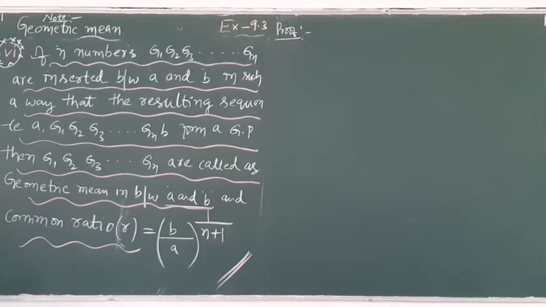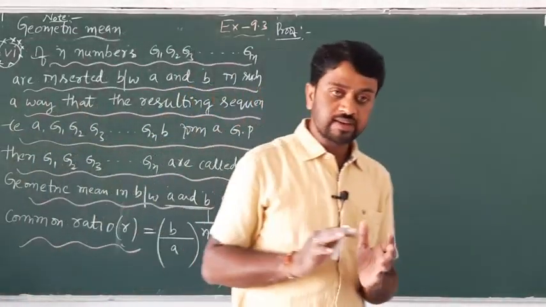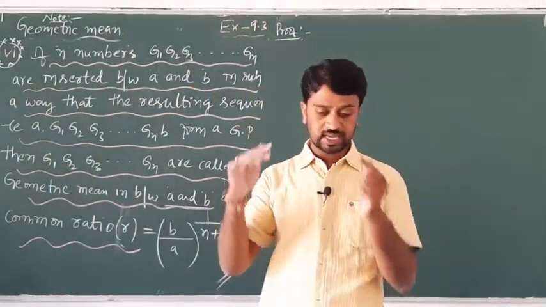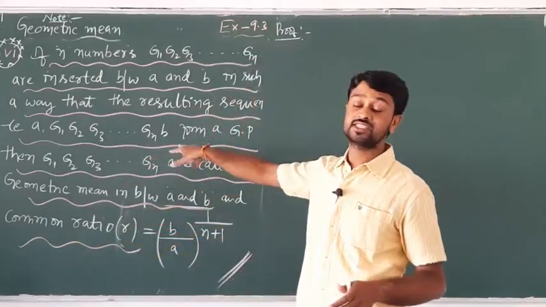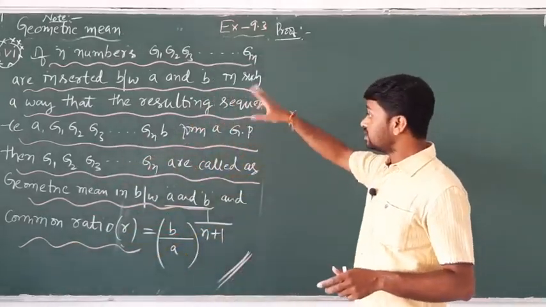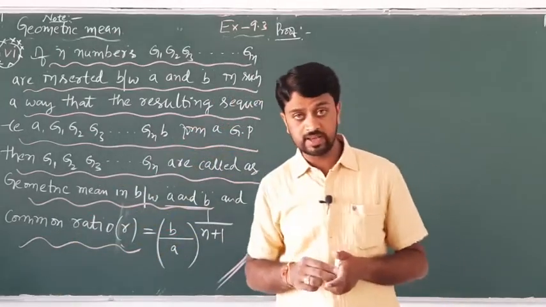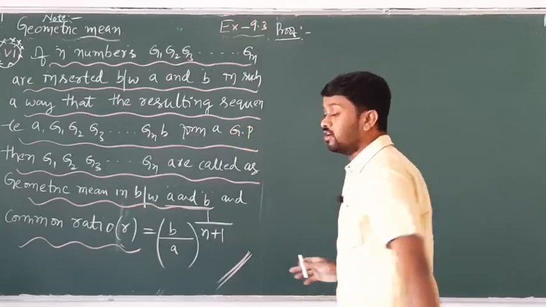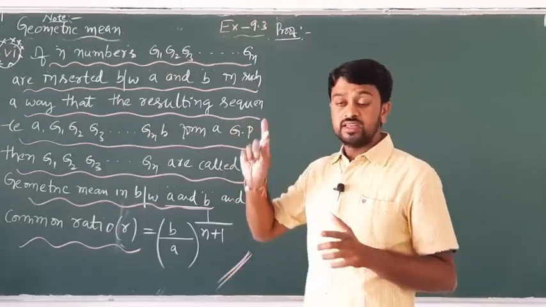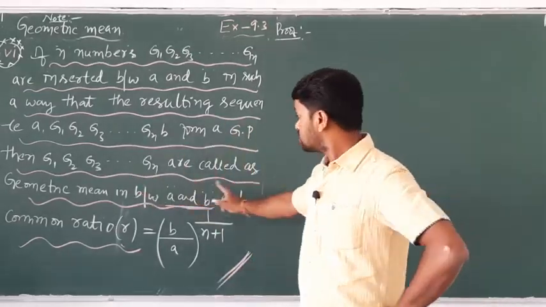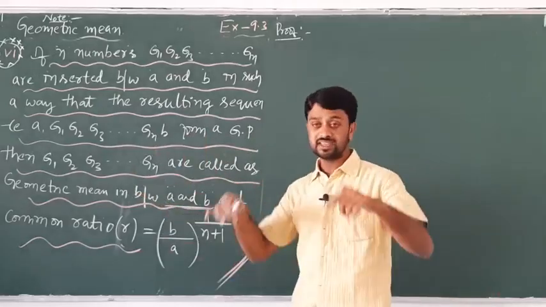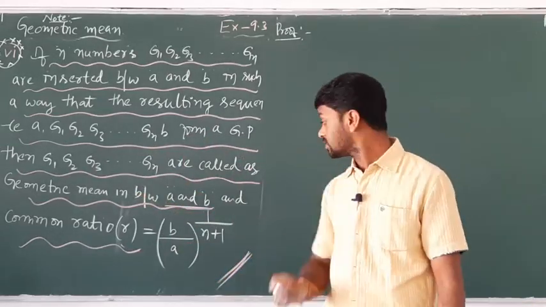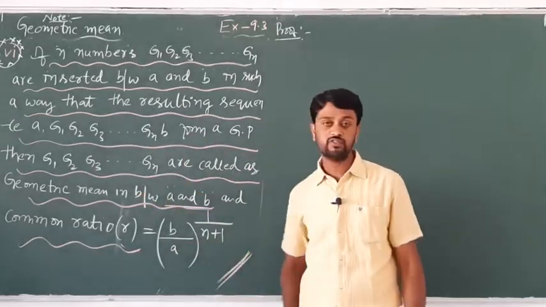The next point: if n numbers G1, G2, G3 up to Gn are inserted between A and B in such a way that the resultant sequence A, G1, G2, G3, G4 up to Gn, B forms a GP, then G1, G2, G3 up to Gn are called geometric means between A and B, and the common ratio is R equals (B by A) whole power of 1 by n plus 1.